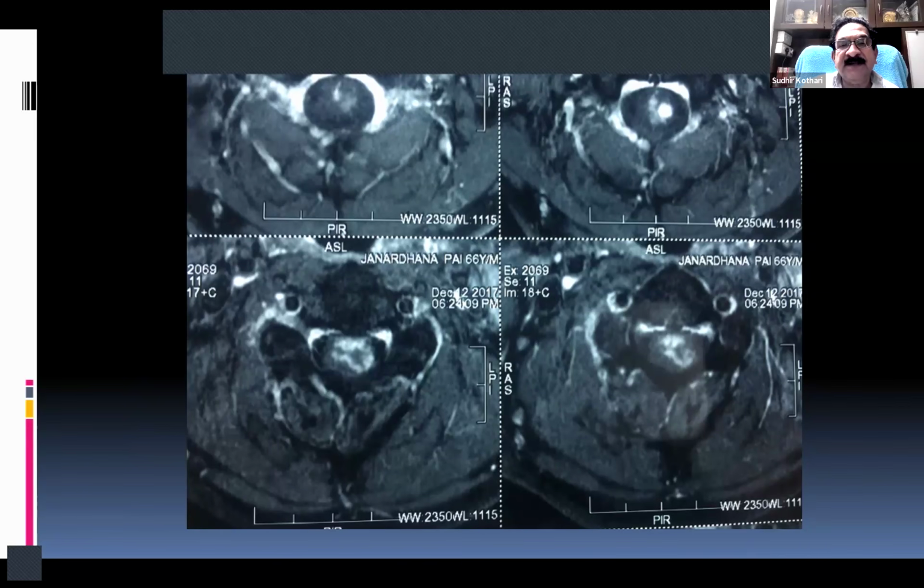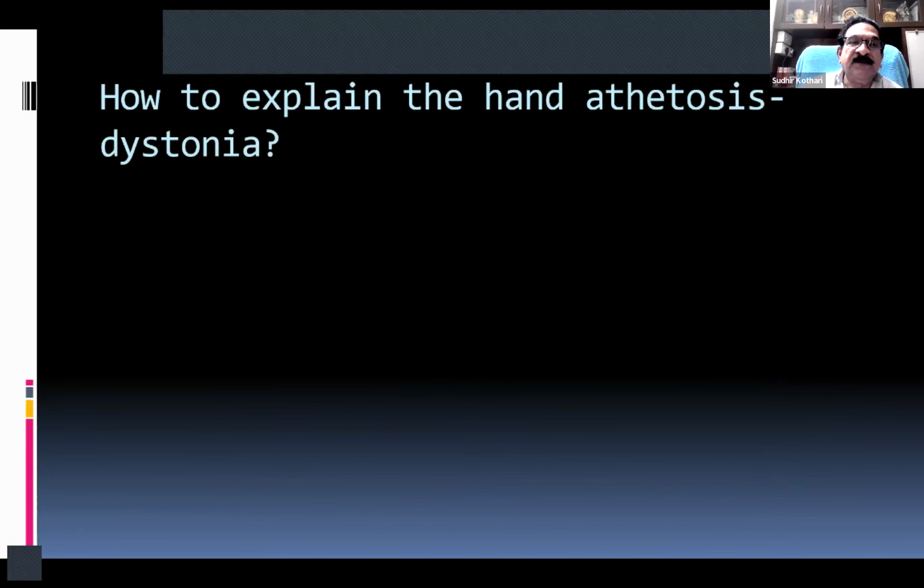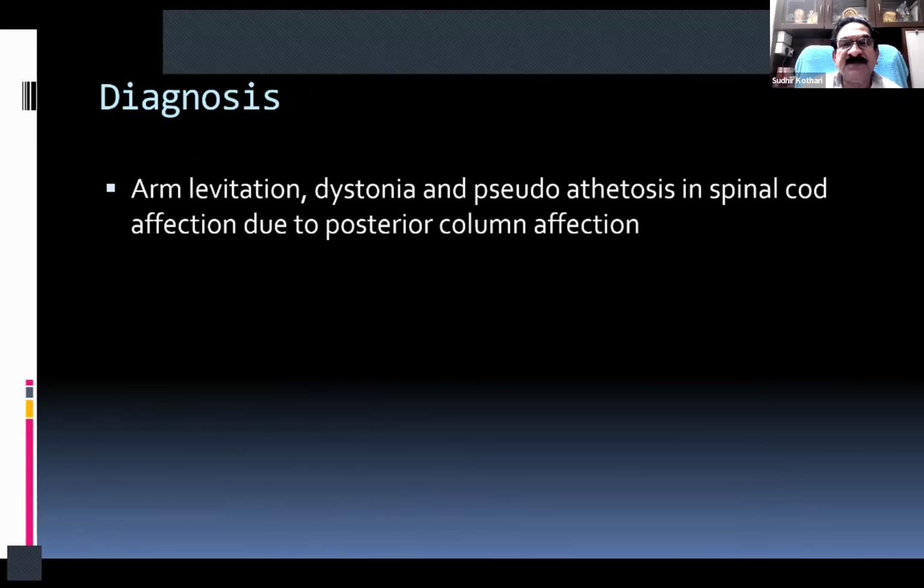Irregular contrast enhancement. And this turned out to be a tumor, glioma. It was operated. This case is brought only to show that posterior column impairment can cause severe pseudodystonia. So arm limitation, dystonia, pseudoathetosis, and repositioning conditional to posterior column sensory loss can even produce arm levitation. The arm can go upward on its own, as you saw in this patient.